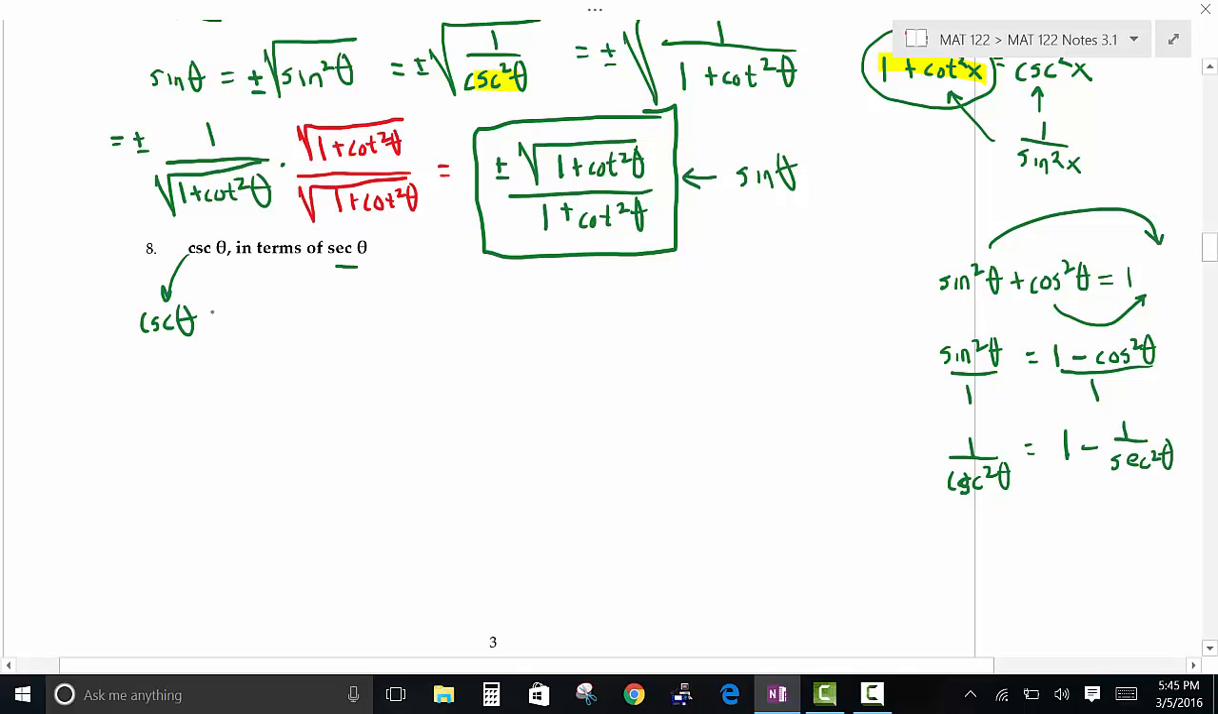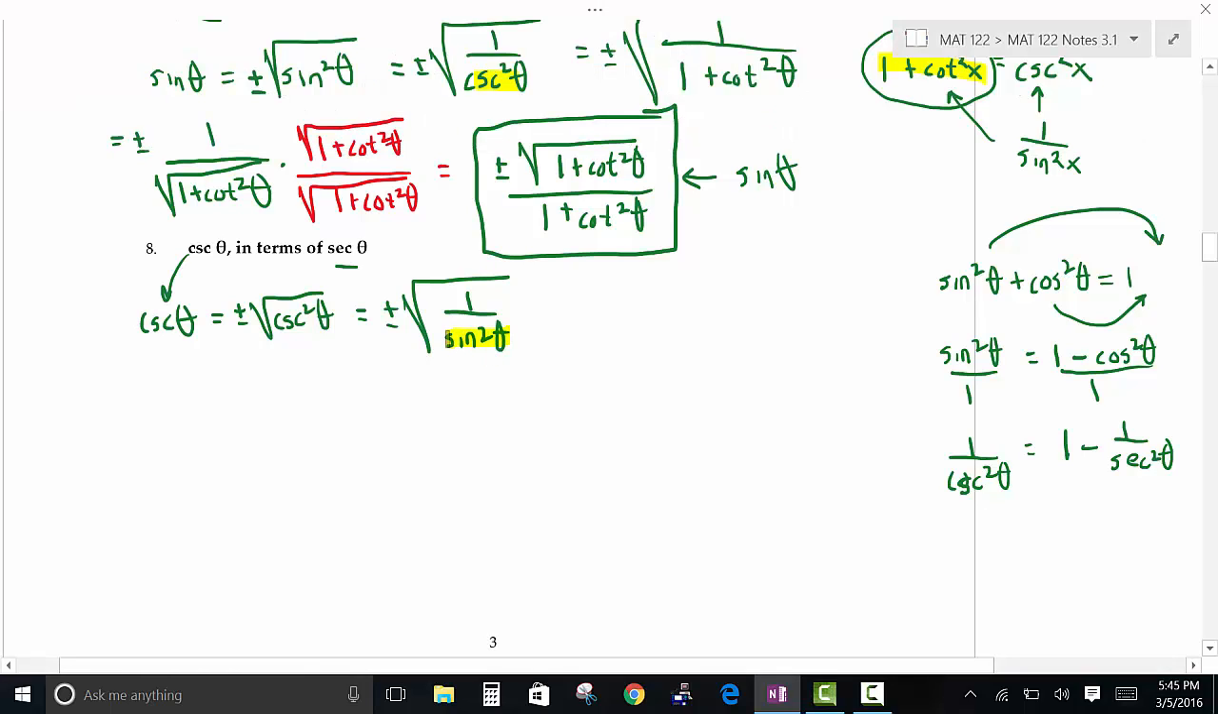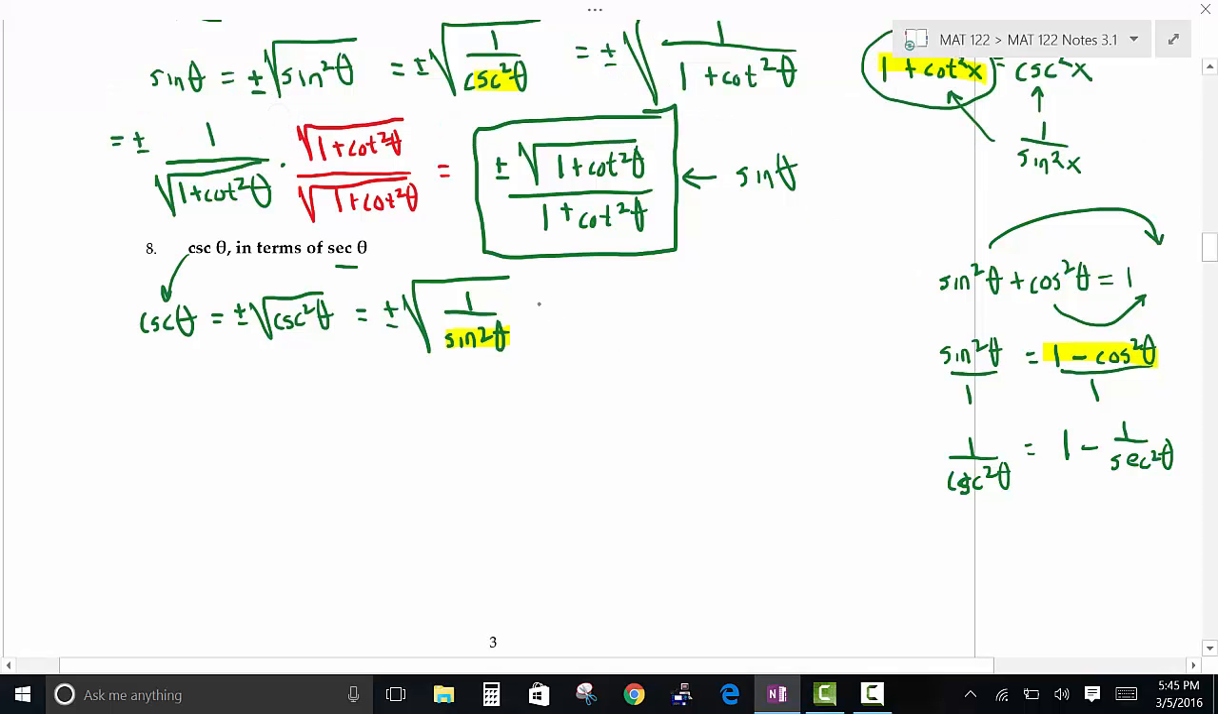So what I'm going to start with on this is writing this again as plus or minus the square root of cosecant squared theta, like that. Then I'm going to write this as plus or minus 1 over sine squared theta. Then I'm going to substitute an equal for an equal. The sine squared theta is the same as 1 minus cosine squared theta. That comes from the basic Pythagorean identity.